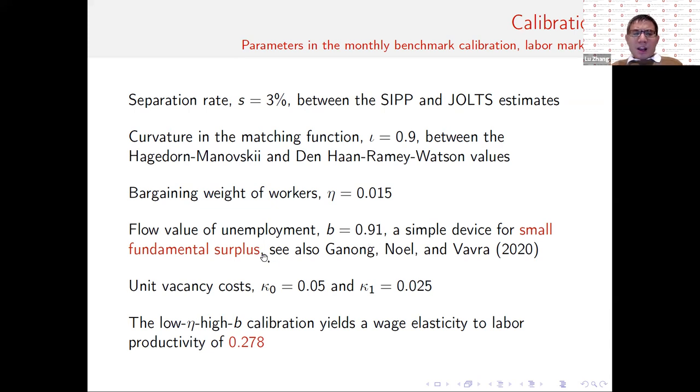Hagedorn and Manovskii were using 0.955. We interpret the high flow value simply as a metaphor, or the simplest device possible, to generate what Ljungqvist and Sargent call a small fundamental surplus. We want the fundamental surplus to be small for the firm, such that we generate realistic unemployment volatility. It turns out the bulk of the mechanism that people use in the macro labor literature for the unemployment volatility puzzle also drives the equity premium puzzle in the financial market. So by modeling the two sides together, we get to derive some deep insights.